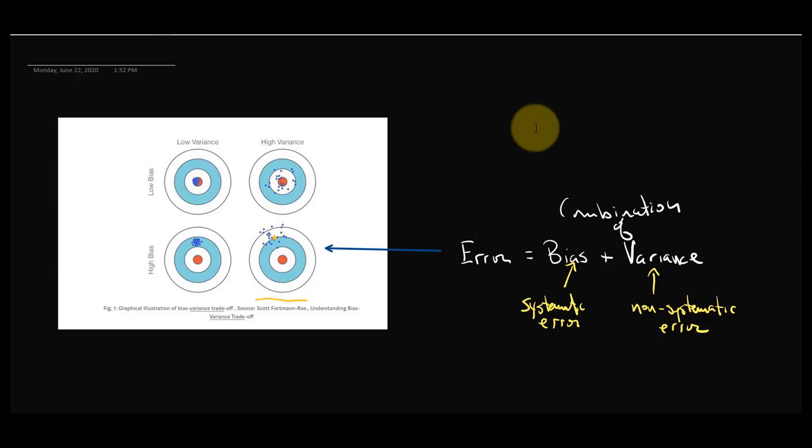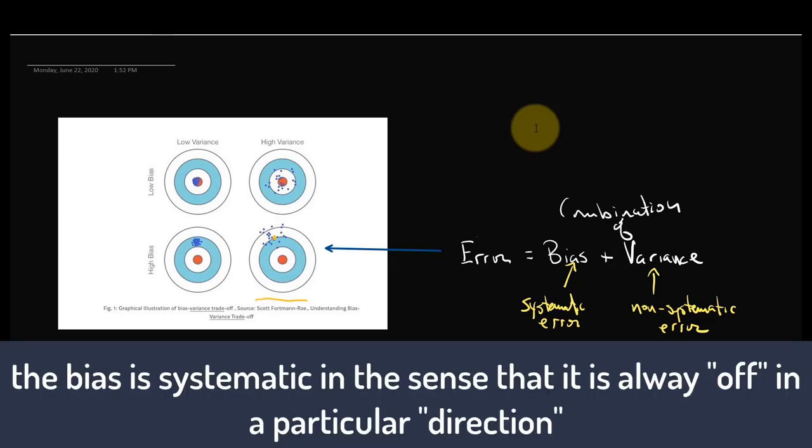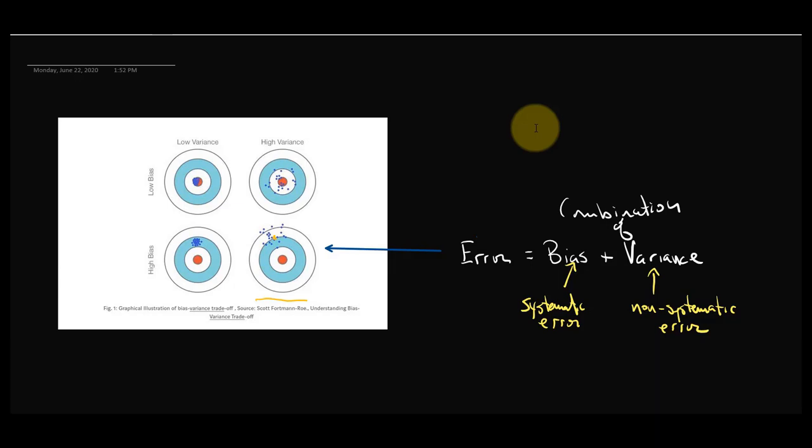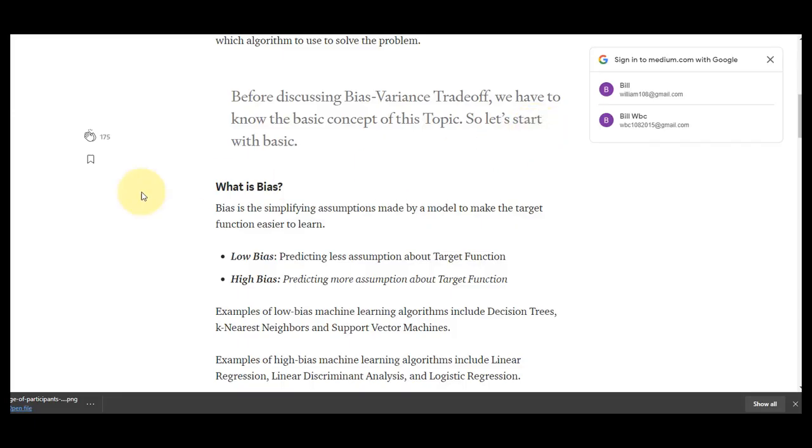So we could sort of call the bias systematic error, because the estimates are always off by a certain amount. And then we can talk about the variance as non-systematic error. There's nothing systematic about it. It could be in any place. So we could talk about the bias, though, as systematic error.